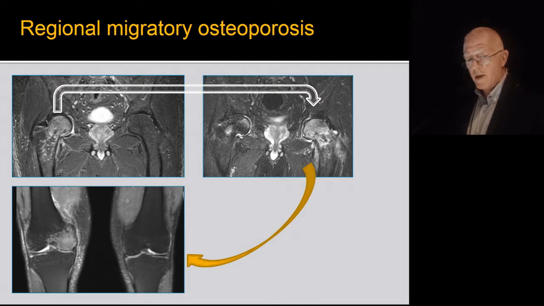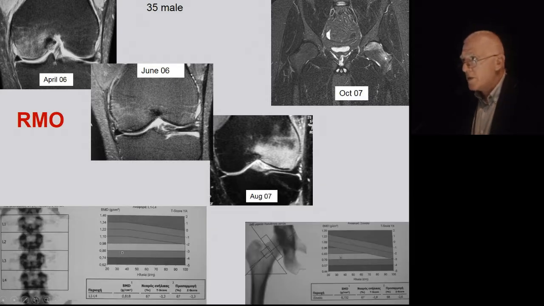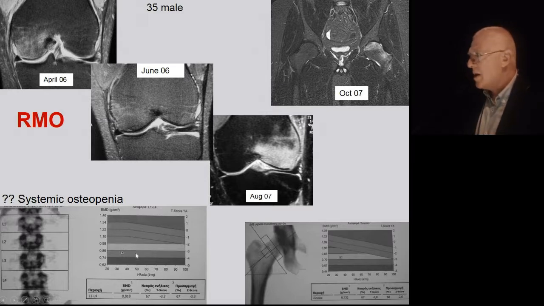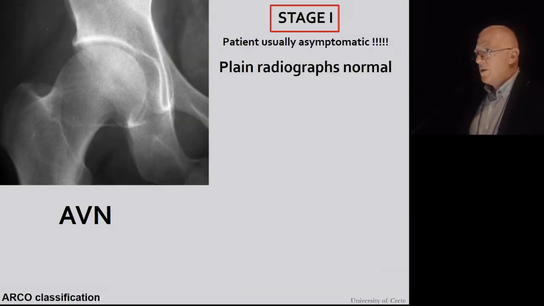For instance, here we see in another patient, 35 male, medial femoral condyle, then it's gone, then lateral femoral condyle, and then hip. And in these patients, we have seen that if we do spinal DEXA, we see osteopenia or osteoporosis. So probably there is enough indication now in the literature that RMO, or regional migratory osteoporosis, is related to a systemic underlying osteopenia.